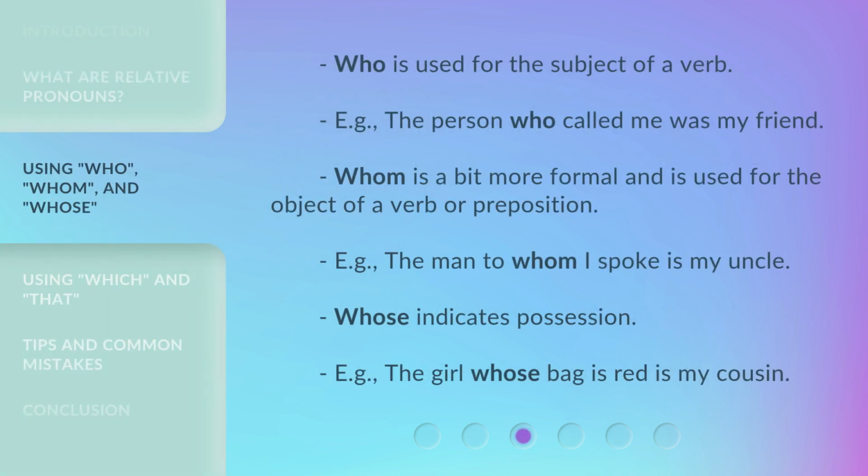Who is used for the subject of a verb. E.g., the person who called me was my friend. Whom is a bit more formal and is used for the object of a verb or preposition. E.g., the man to whom I spoke is my uncle. Whose indicates possession. E.g., the girl whose bag is red is my cousin.